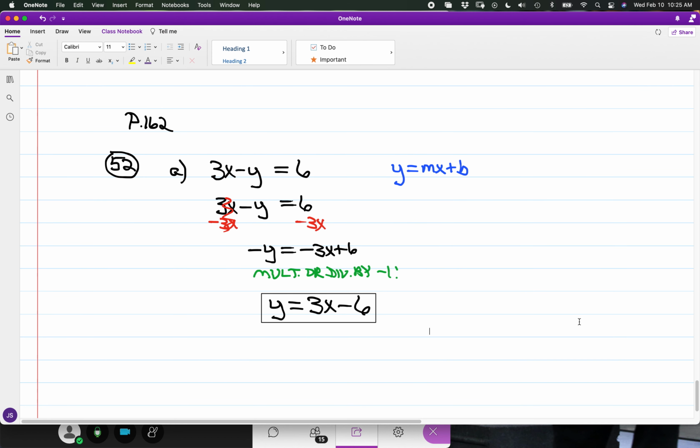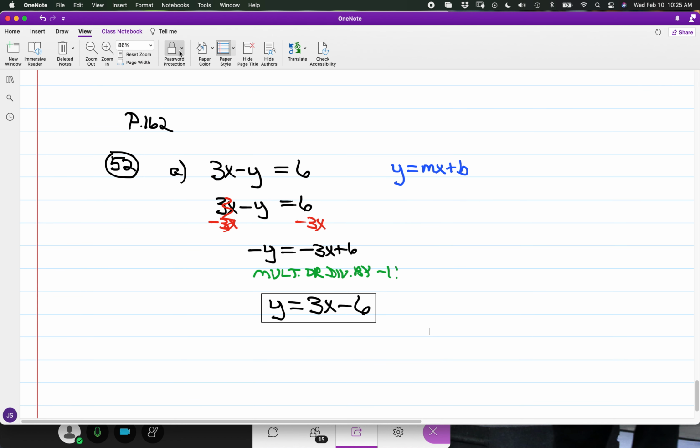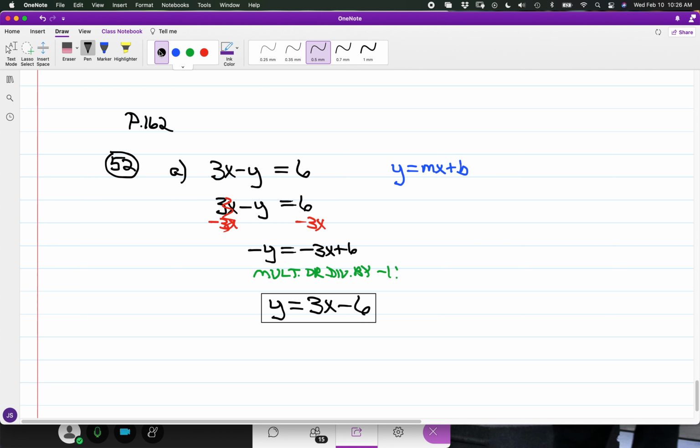And in terms of identifying the slope and the y-intercept, again, whatever's next to x in this format is going to be the slope. And as for the negative 6, this is going to signal that the y-intercept, we can write as either (0, negative 6) or y equals negative 6.